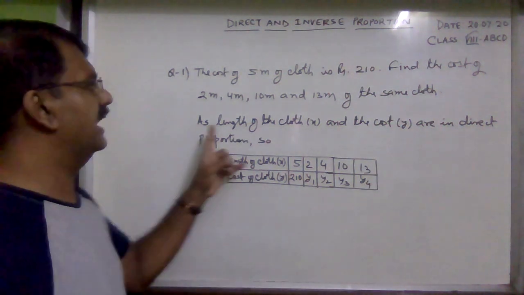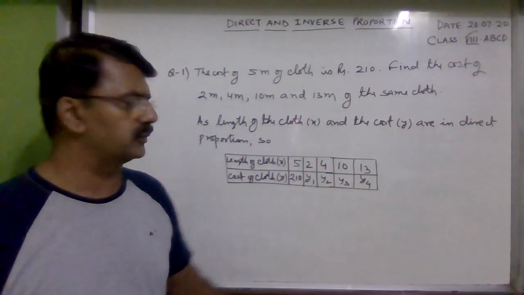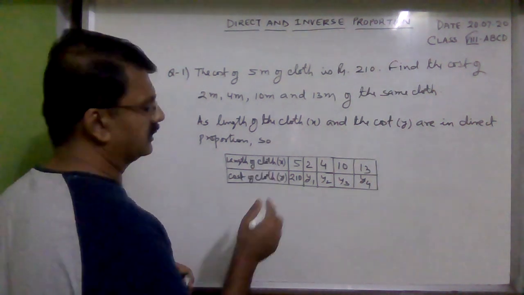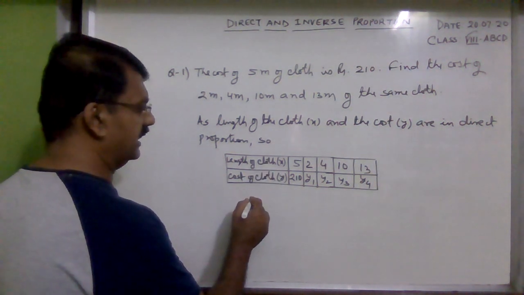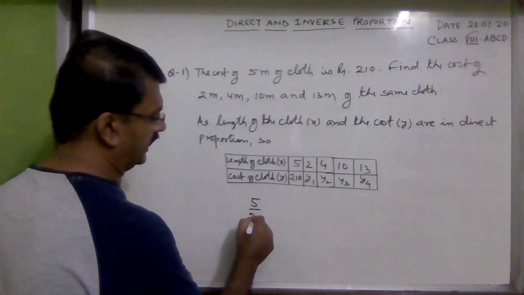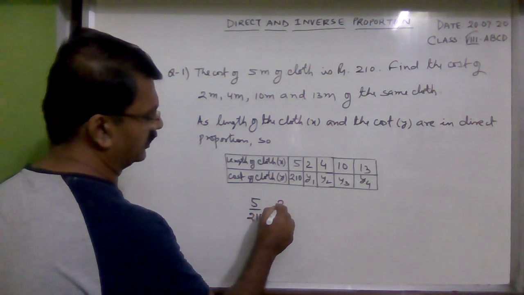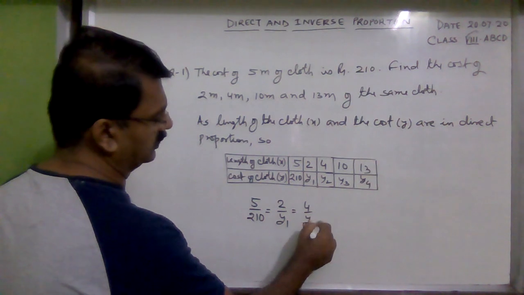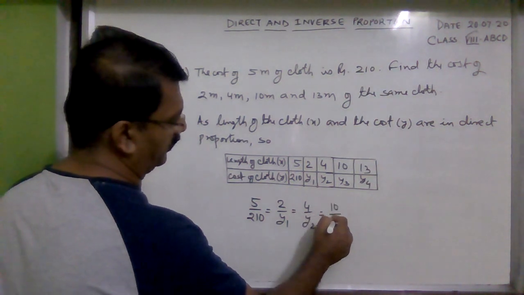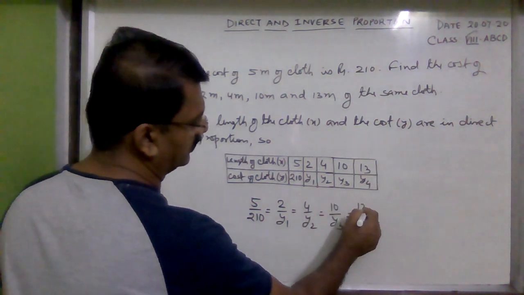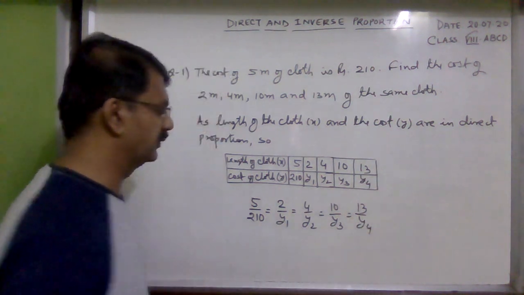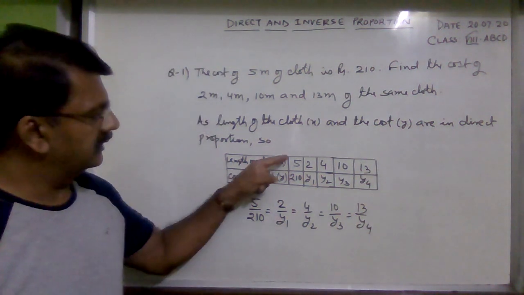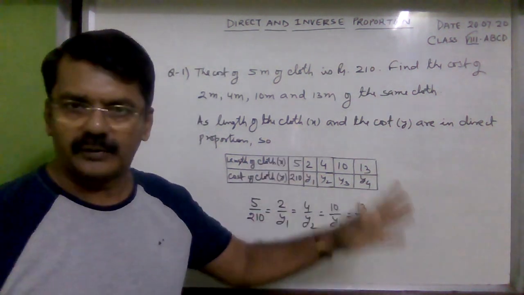Now as I have already mentioned that they are in direct proportion, so using the formula for direct proportion we can say 5 upon 210 is equal to 2 upon y1 is equal to 4 upon y2 is equal to 10 upon y3 is equal to 13 upon y4. Clear? This by this is equal to, and so on.